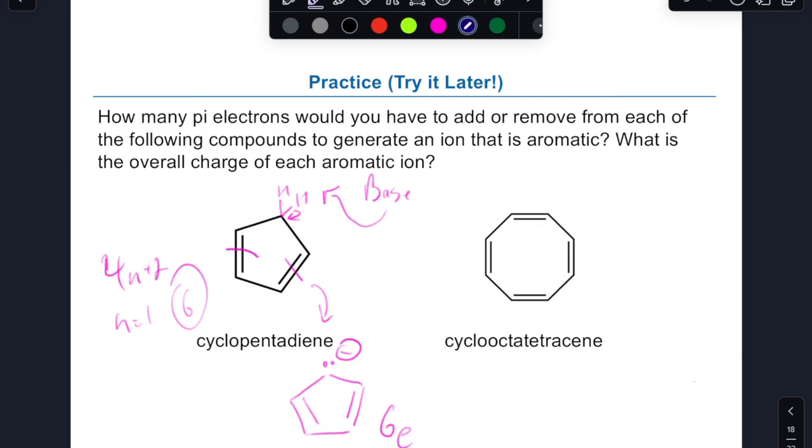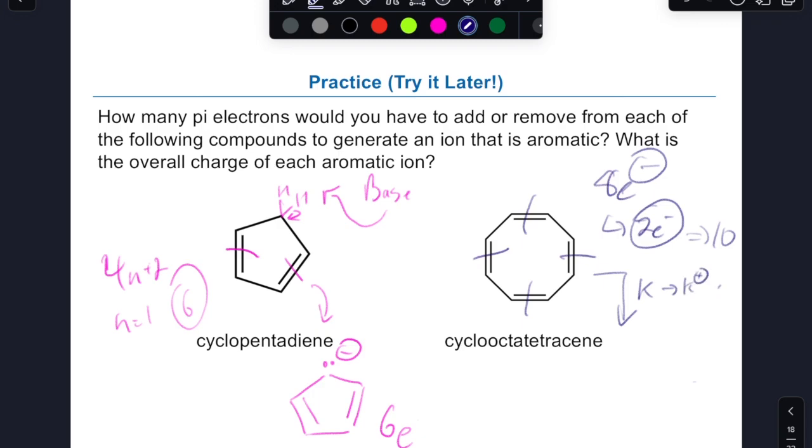Now, in the second molecule, we have 2, 4, 6, 8 electrons, and that gives us 8 electrons, which doesn't match our 4n plus 2. So what if we were to add 2 electrons to the system to give us a total of 10? That would be through a reaction like a reduction, where we might add, let's say, potassium metal, which you can think of as potassium plus and an electron minus. If we had 2 equivalents or 2 moles of that per one of these starting materials, we would inject 2 electrons into the system.